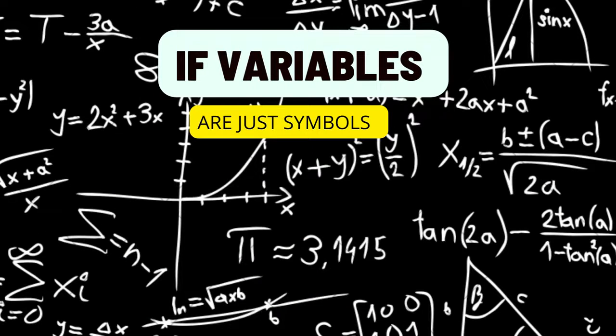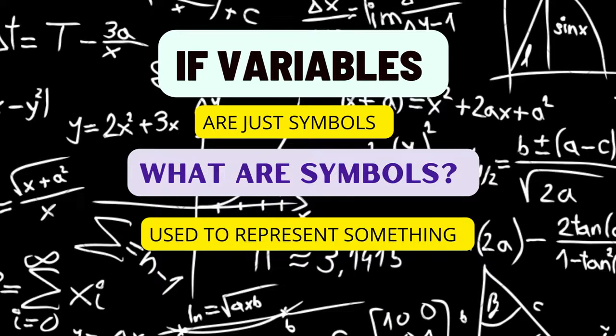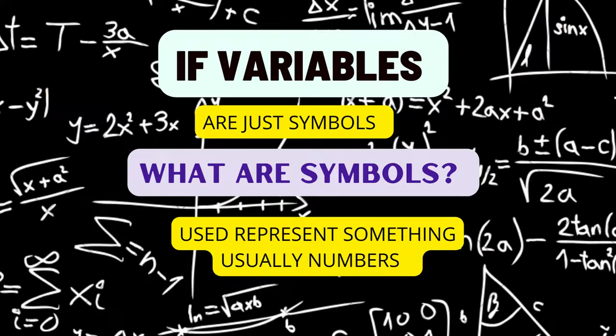So now that we know a variable is a symbol, what is a symbol, you may ask? Symbols represent something. In math, they are usually used to represent numbers. These could be any numbers, such as 43, -1, and pi if you really wanted to. So, variables are just symbols that represent numbers, and we usually pick letters to represent symbols.